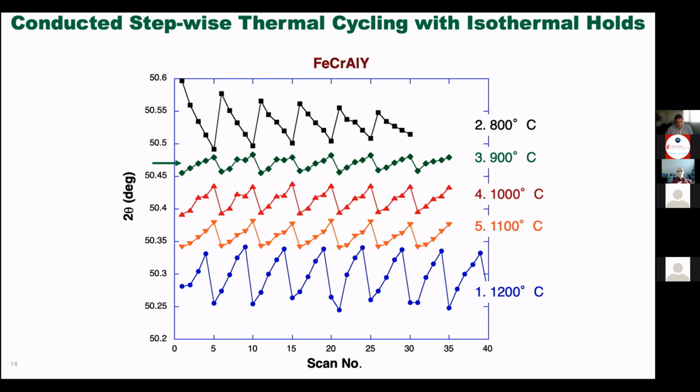Okay, now I'm going to go to some work we did with thermal cycling, and this is the unpublished work that we've been working on, on and off, for a number of years. We conducted stepwise thermal cycling with isothermal holds, as I mentioned before. We started at 1200, dropped the temperature to 800, and then slowly came back up in temperature to the original oxidation temperature, staying anywhere from 20 minutes to an hour at each temperature hold.